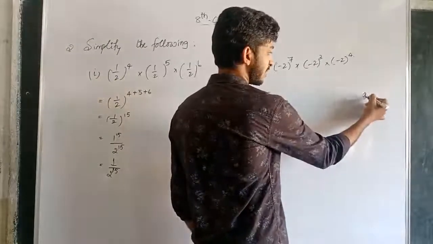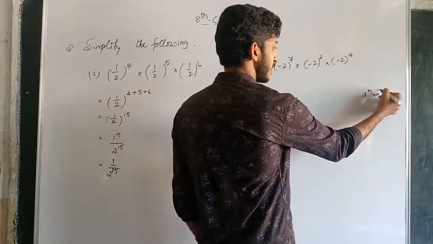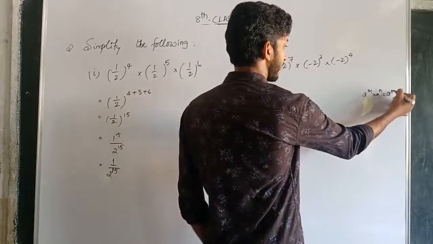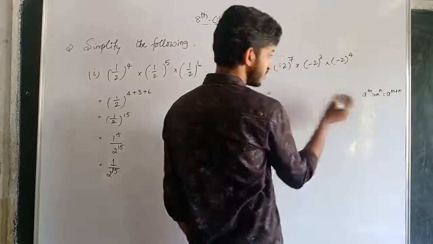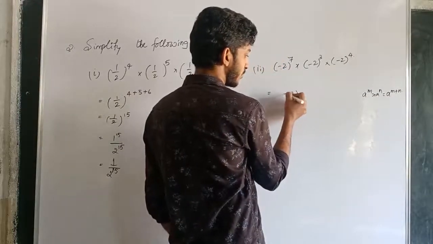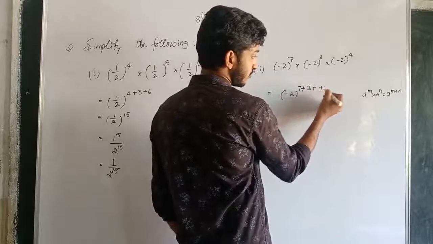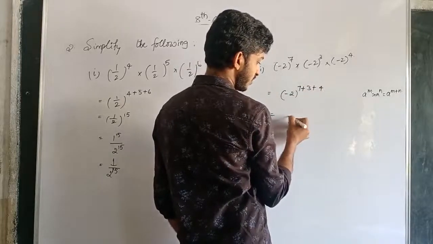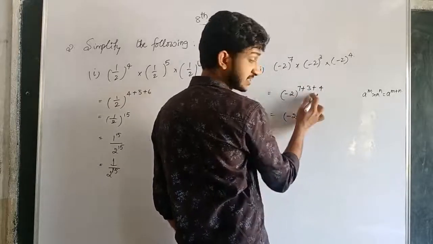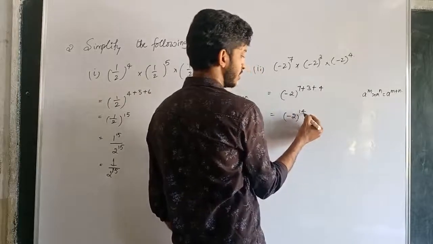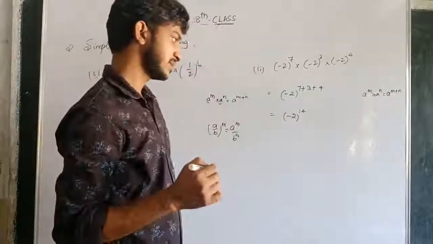So what is the formula I am using here? a^m into a^n equal to a^(m+n). So I am using this formula here: (-2)^(7+3+4). That is equal to (-2)^(7+3=10, 10+4=14). Okay, see here.